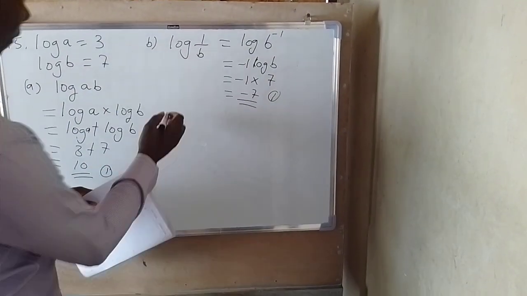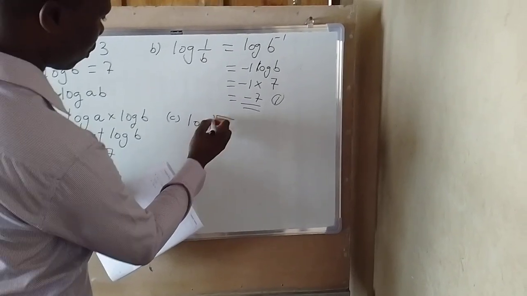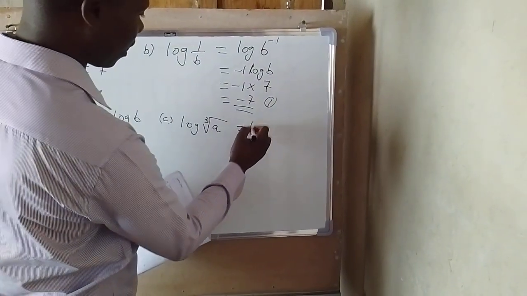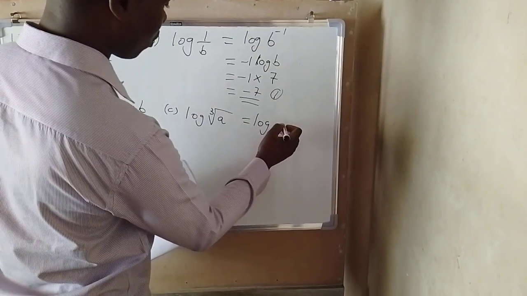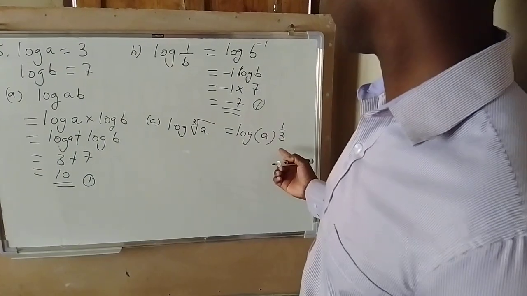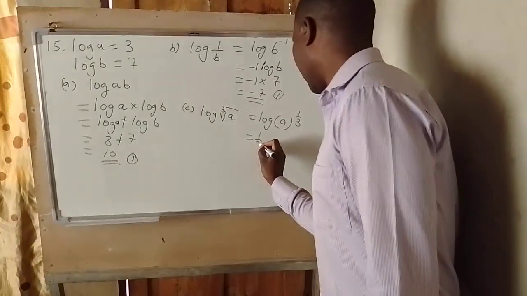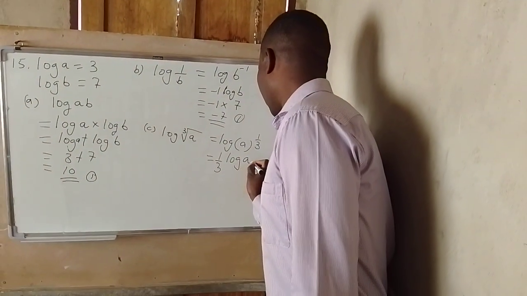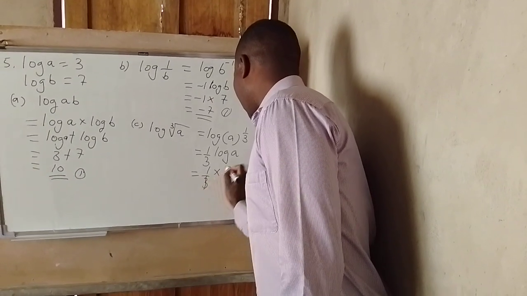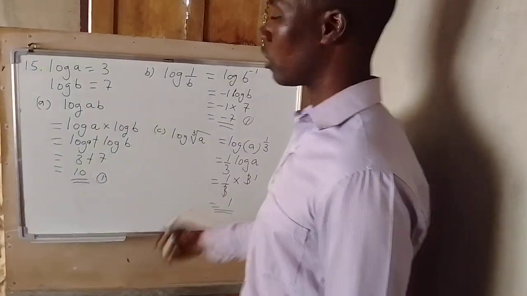Then C, we have log cube root of A. Again, from laws of logarithms, the cube root of A is the same as A to the power 1 over 3. Then we apply the laws of logarithms. This becomes 1/3 log A, and this becomes 1 over 3 times log A, which is 3. And the 3 and 3 cancel out, and you get 1. So log cube root of A is 1.